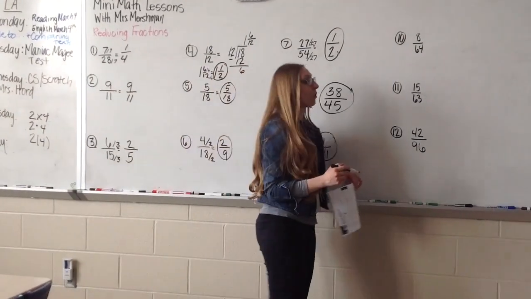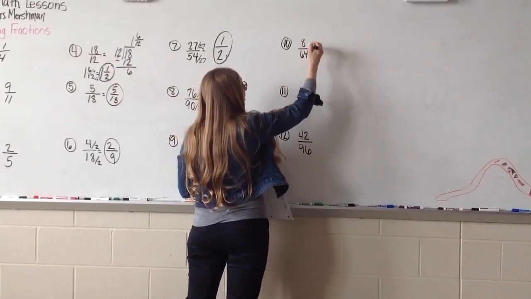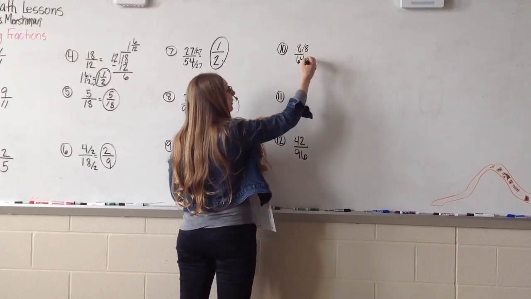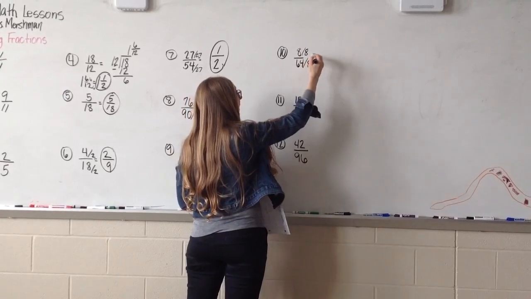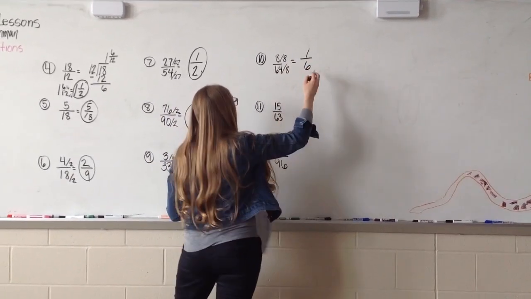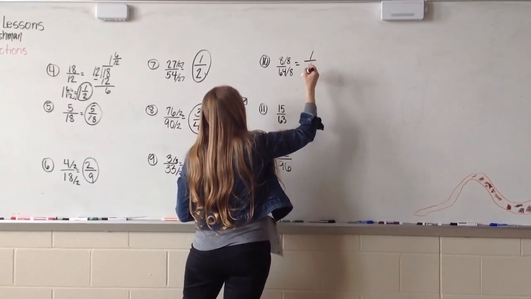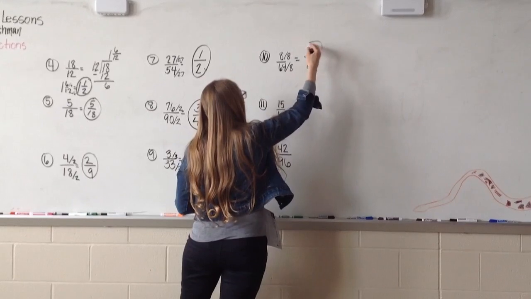On to 10. I have 8/64. When I count by 8, I say 64. So when I look at this, I know 8 can be divided by itself, and 64 can be divided by 8. 8 times 8 is 64. I get 1/8.